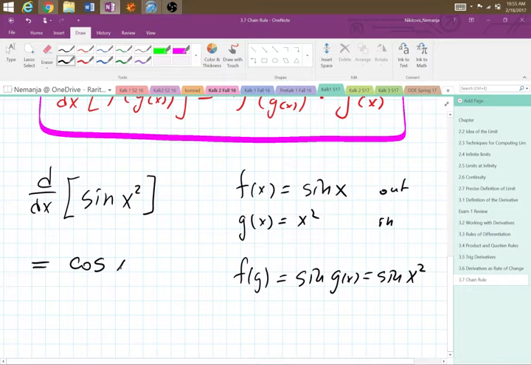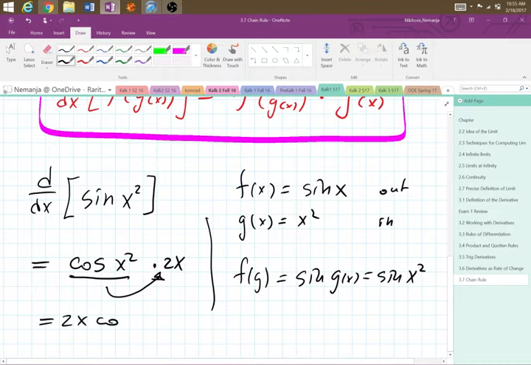So you have to keep whatever g of x was there initially. You are working on the outer shell. And then this whole thing will be multiplied by 2x, which is the derivative of the inner function, x squared. So the final answer is 2x cosine x squared. This part here is called the chain. It's the next link that follows.